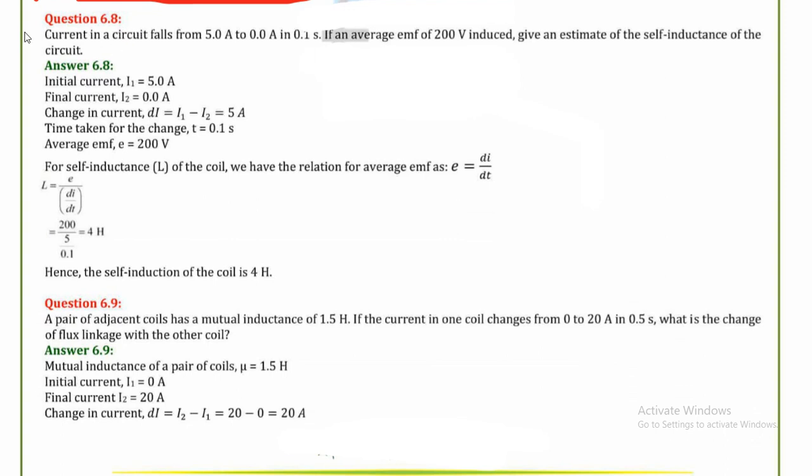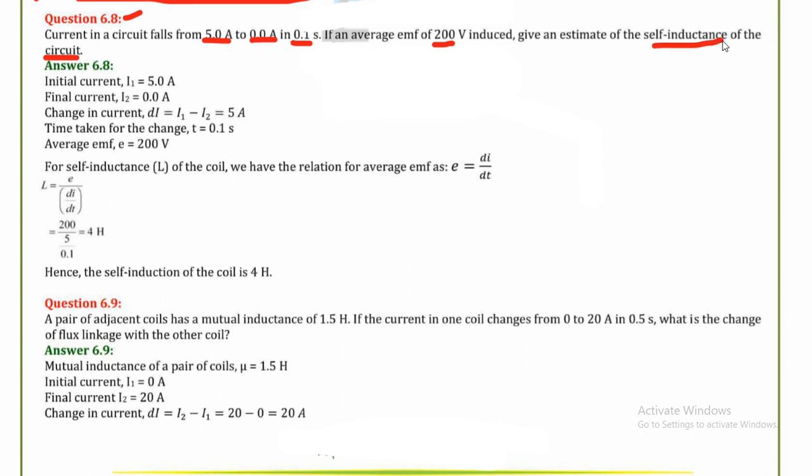So students, now we are ready to solve question number 6.8. I am going to read this question and then I will explain. Try to do this question all by yourself. It will increase your confidence. So let's see. Current in a circuit falls from 5 ampere to 0 ampere in 0.1 second. So the change in current is given and the time interval for that change is also given here. If an average EMF of 200 volt is induced, so the induced EMF is given here. Give an estimate of the self inductance of the circuit. So you have to find out the value of L, that is self inductance.